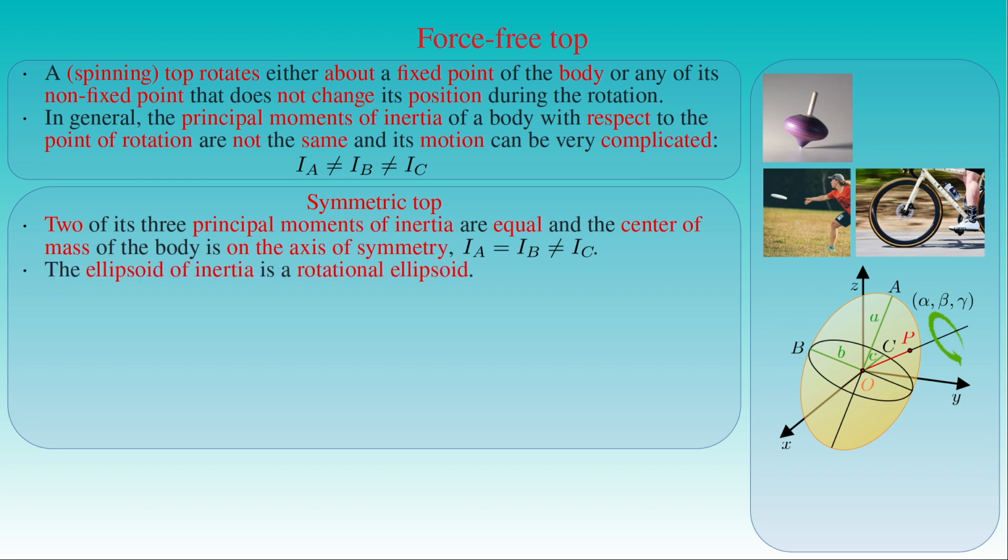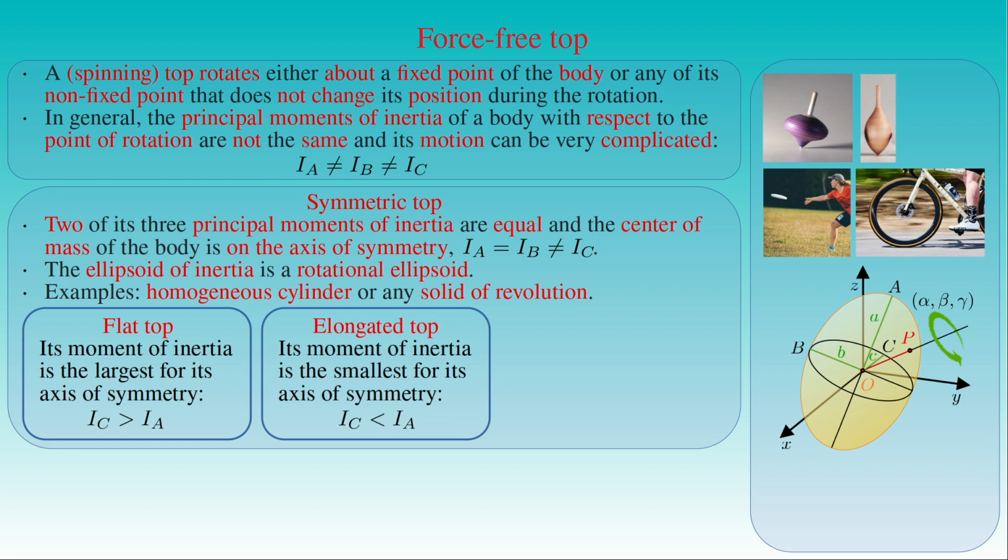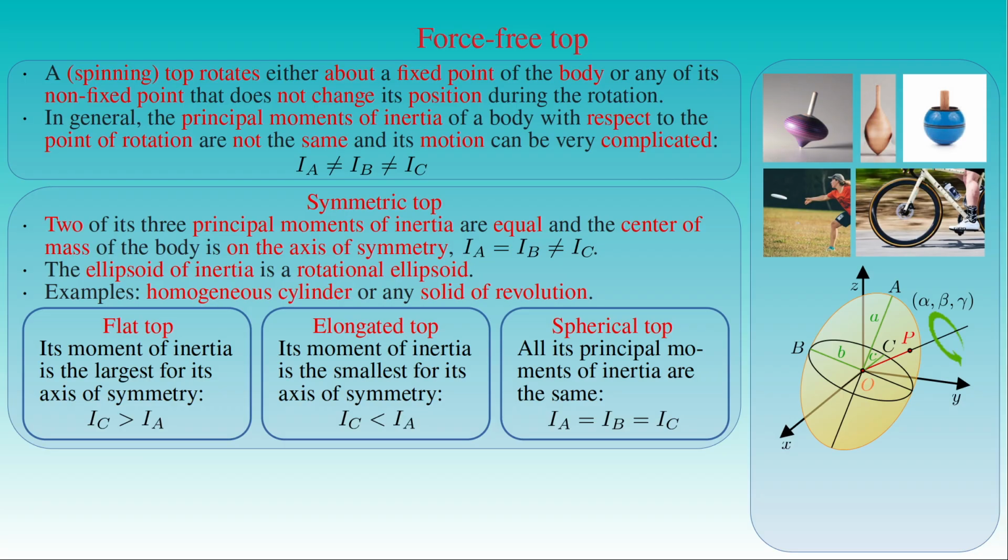Consequently, the ellipsoid of inertia for a symmetric top with respect to the point O of rotation is a rotational ellipsoid. For example, a homogeneous cylinder or other solid of revolution like the spinning top shown in the first photo is a symmetric top, if the fixed point O is a point on the axis of symmetry of the body. Flat tops also occur in many applications. Their moment of inertia is the largest for the axis of symmetry, that is the principal moment of inertia IC is greater than the principal moment of inertia IA, while in the case of elongated tops IC is less than IA. Spherical tops are normally considered as a class separated from symmetric tops, but they can also be regarded as a special case of symmetric tops, where all three principal moments of inertia are equal.